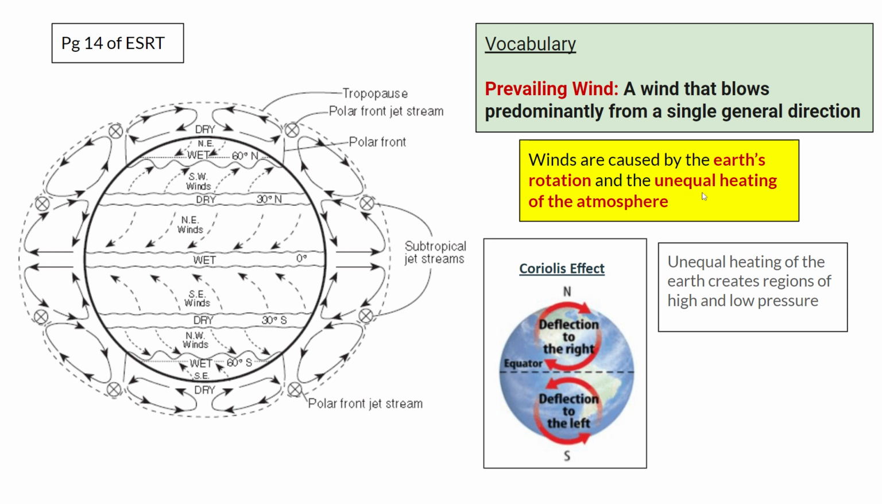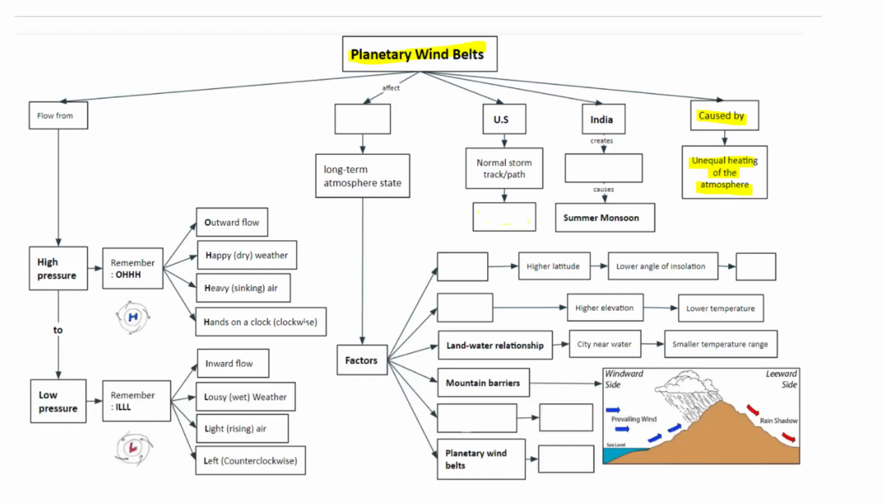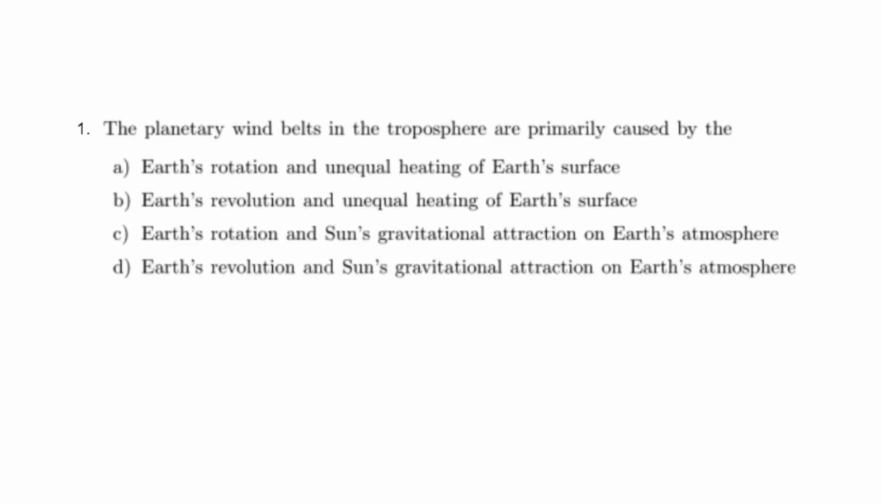And the winds are caused by unequal heating of the atmosphere, because since the sun unequally heats different parts of the world, we have places of high pressure and we have places of low pressure. And remember, winds blow from high to low pressure. So two things cause winds: Earth's rotation and unequal heating of the atmosphere. So this is already given to you in your notes. Planetary wind belts are caused by the unequal heating of the atmosphere. You can also write down the Coriolis effect or the Earth's rotation on the side if you'd like.